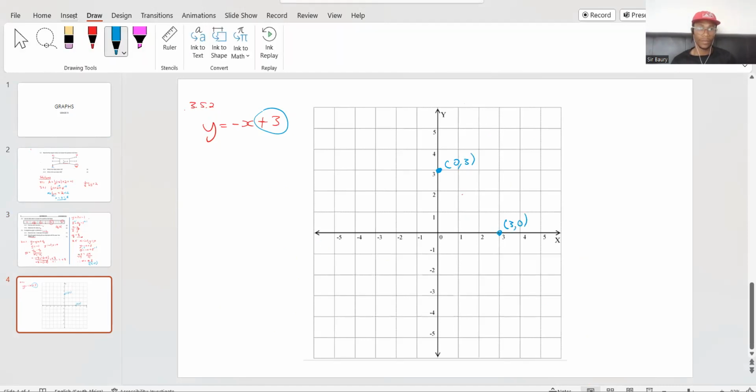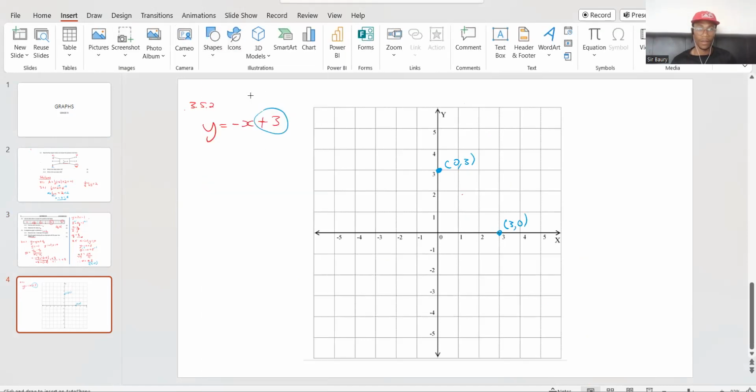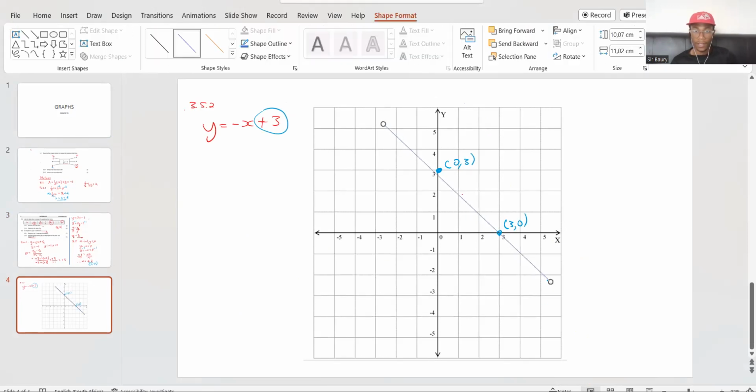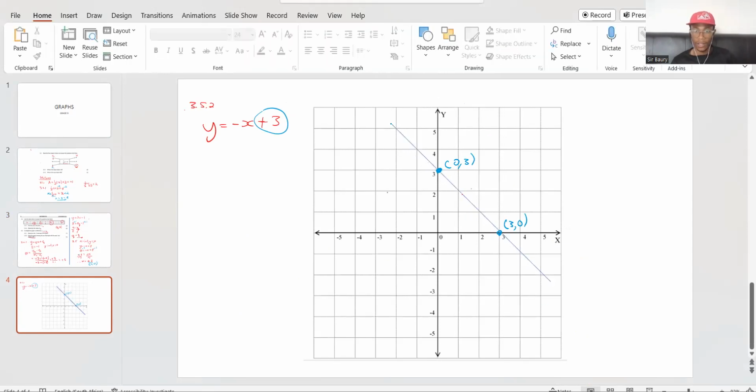Then I have a straight line. Here's my function: y is equal to negative x plus 3. So that is the full marks.